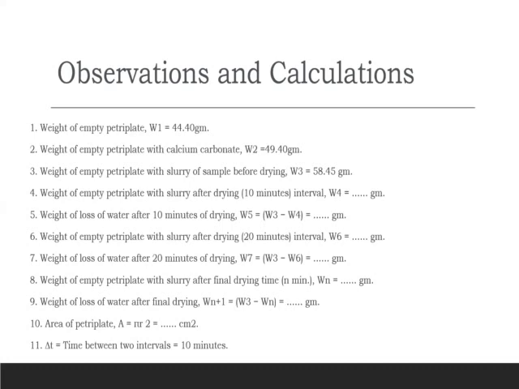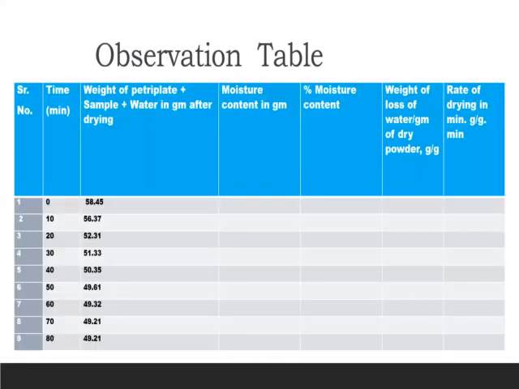Next we calculate the area of this Petri plate using its radius, and the last observation is delta t, the time between two intervals, which is 10 minutes. From these observations we calculate the moisture content and the rate of drying.